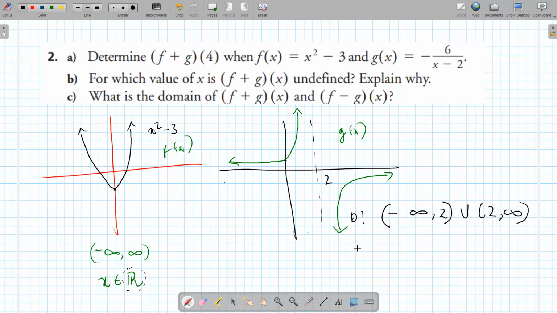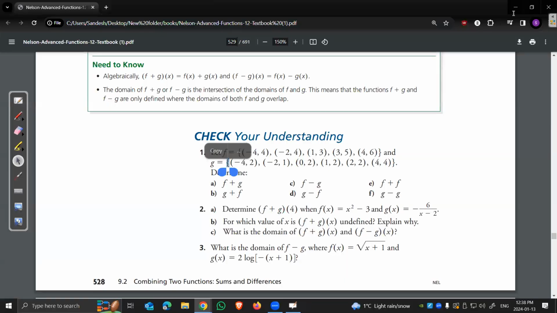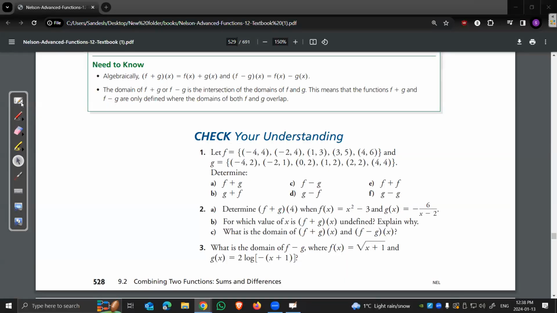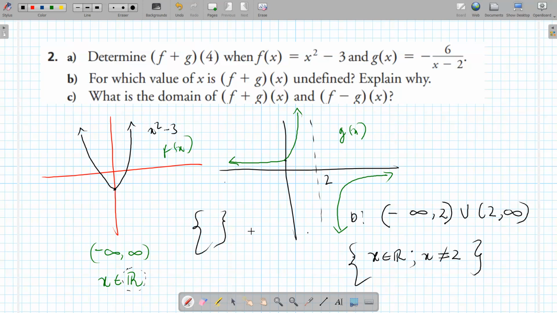If you want it in set notation, it would look like this. x is an element of all real numbers, okay? Semicolon, x cannot be 2. So that's how you'd write it in set notation. You saw these curly brackets earlier when we were doing this. These are set notation, okay. Like that. Can you draw these? I always have trouble with this one. Anyways, that's how you do it.